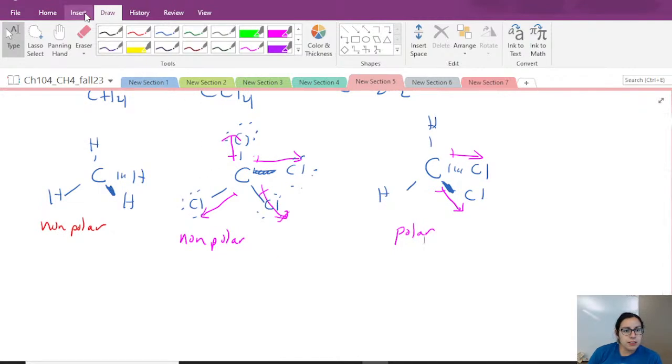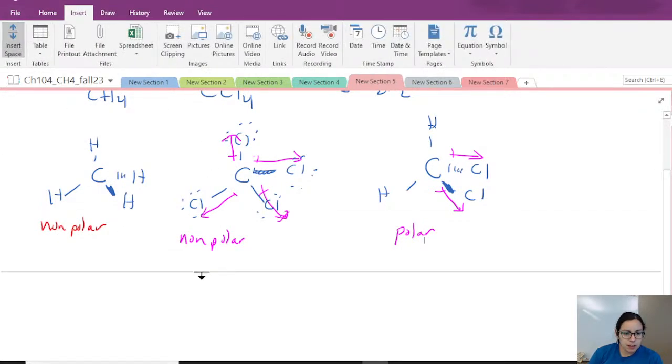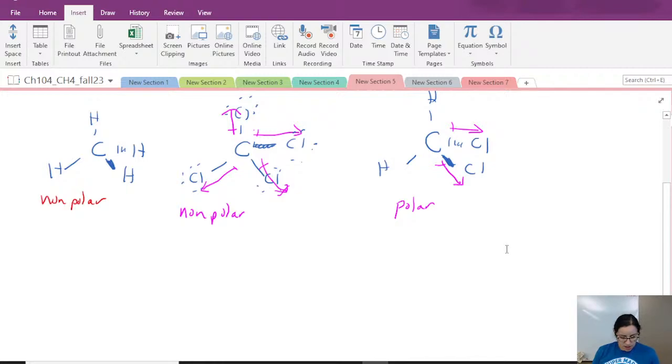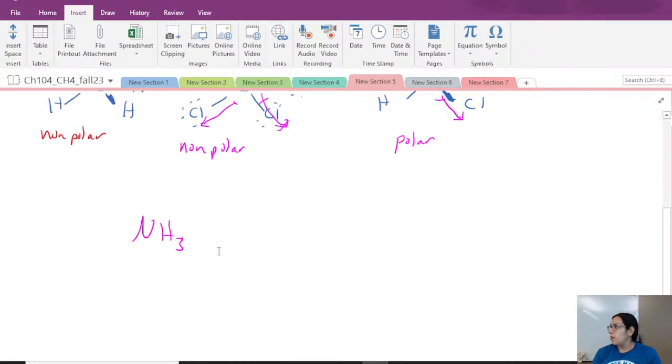And so, other hints that things are polar. What do we think? Let's look at ammonia again. Do we think ammonia is polar or nonpolar, and why? And you might want to draw the Lewis dot structure better than how I drew it. I drew it purposely, leaving out some information.